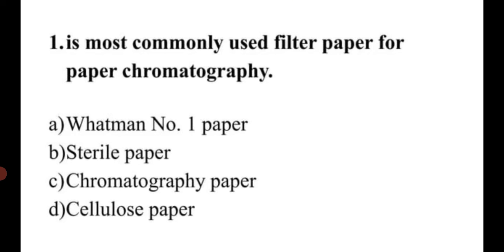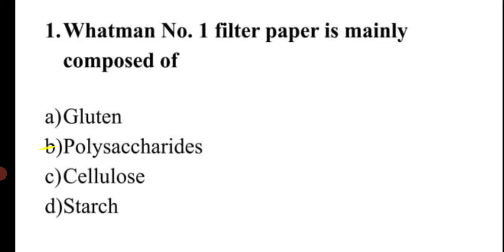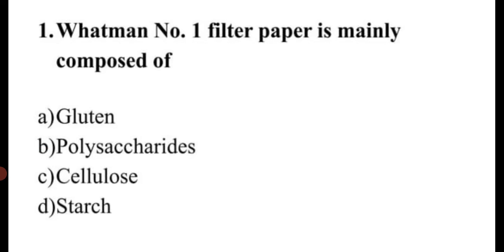Then the next question: the most commonly used filter paper for paper chromatography. The answer for this is Whatman number 1 paper. It is the most commonly used filter paper for paper chromatography. The next question: Whatman number 1 filter paper is mainly composed of? The answer for it is cellulose.